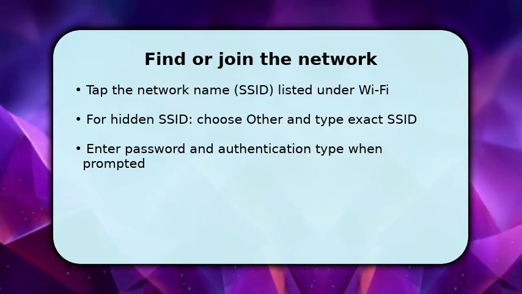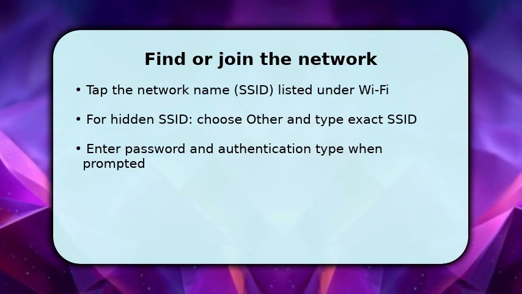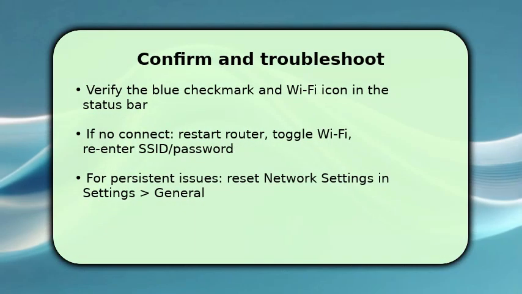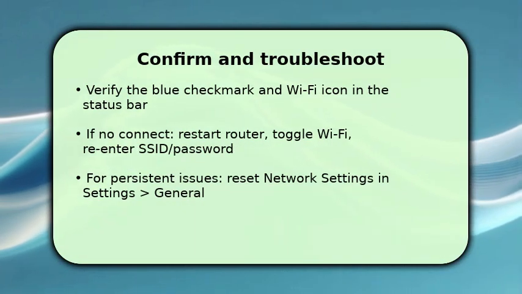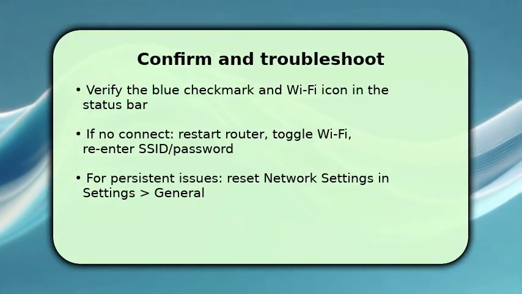After joining, iOS shows a blue checkmark indicating the active network. You should now confirm the active network by the blue checkmark and the Wi-Fi icon in the status bar. That proves you're on the right SSID.